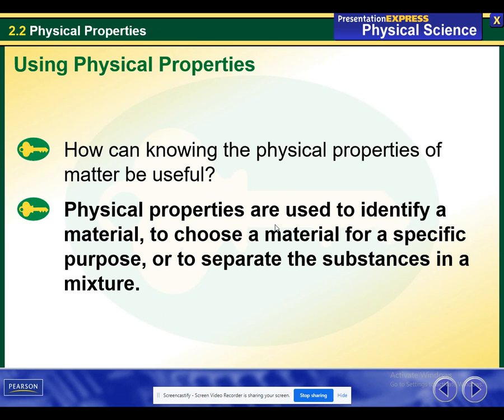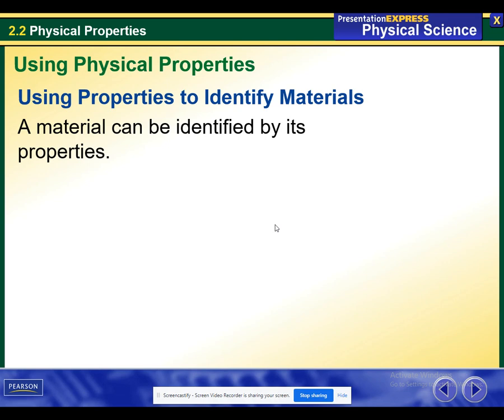Or you can use the physical properties to separate a substance or separate things. We're going to look at that in the next section, in part 2 of this video, so you'll learn about it tomorrow. So let's walk through each of those three things.